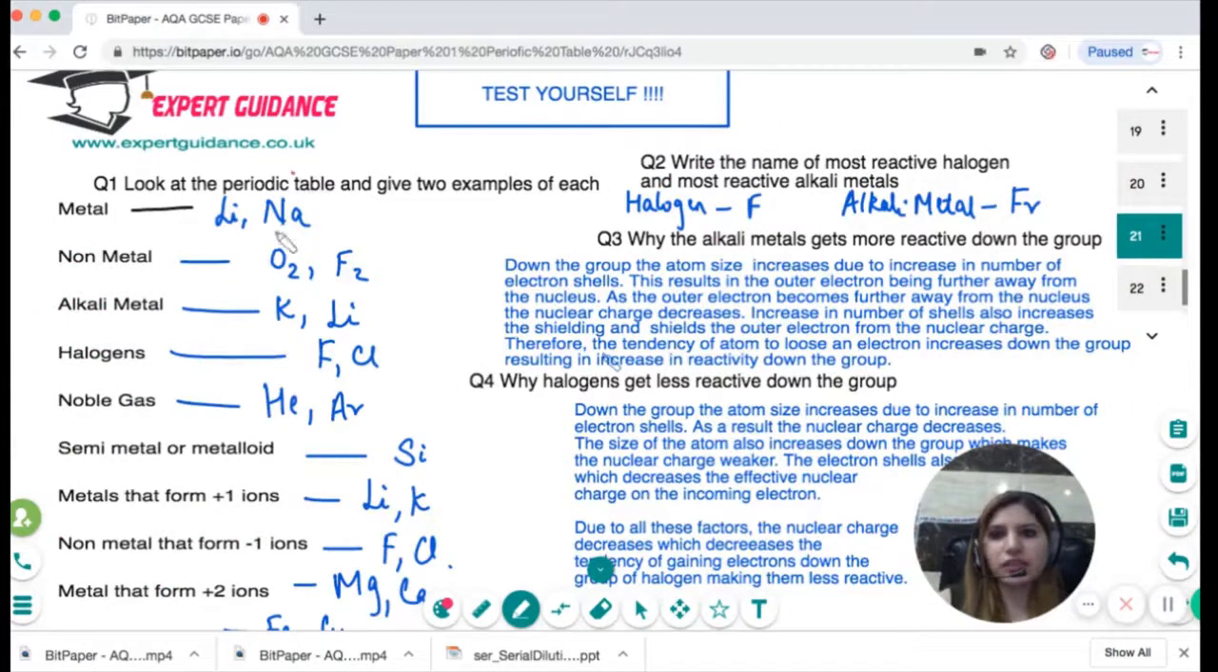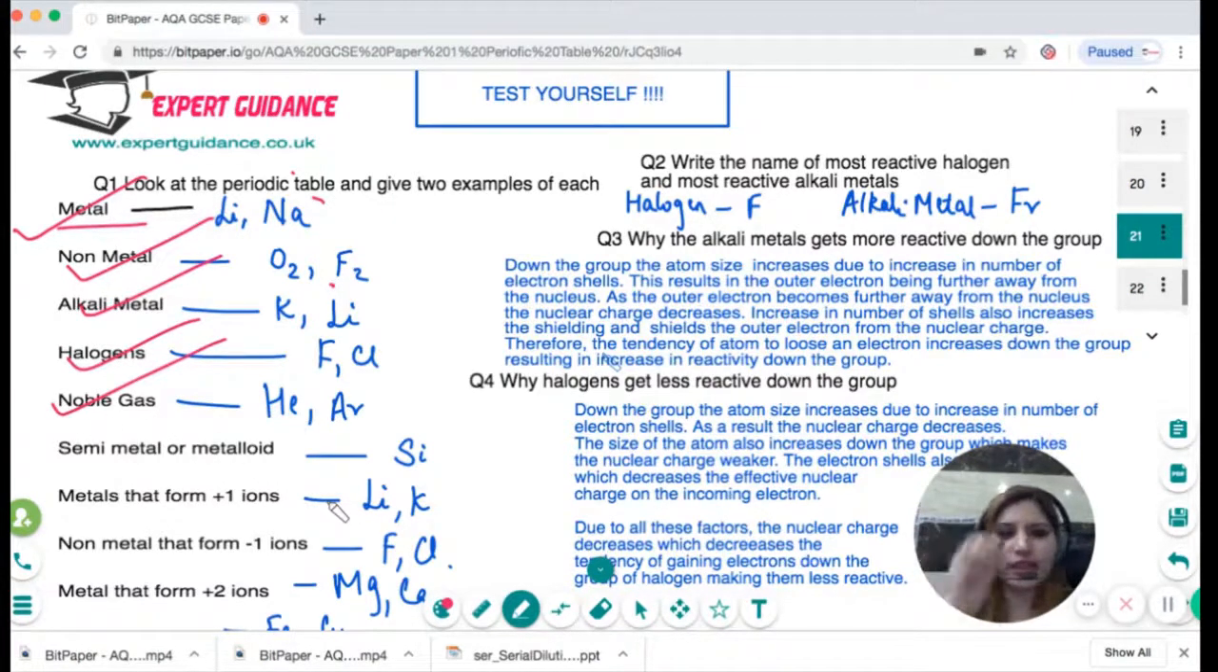So metal, these are just my answers. You can pick any, so there's no right and wrong here. Metal, there are so many metals, you can list any metal. But remember, they should be from the left of the periodic table. Non-metal: oxygen, fluorine. Alkali metal: group 1. Halogens: any from group 7. Noble gas: group 8. Semi-metal or metalloids: remember that zigzag, all the elements that come in the zigzag, you can name that, so that is silicon.